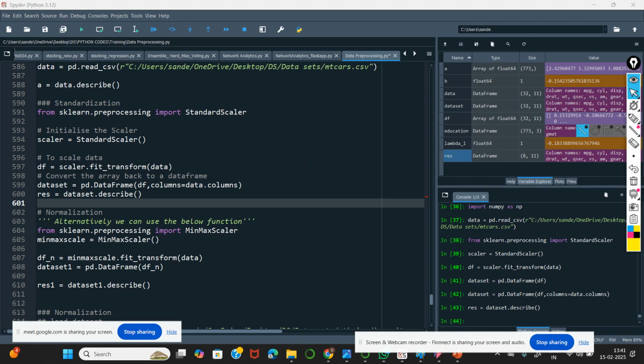Now one more question. Tell me, is it removing your outliers? No. Here also the outliers are not removed, only the effect of the outliers shrinks. Outliers are still persisting, so the effects are decreasing but the outliers are still there.